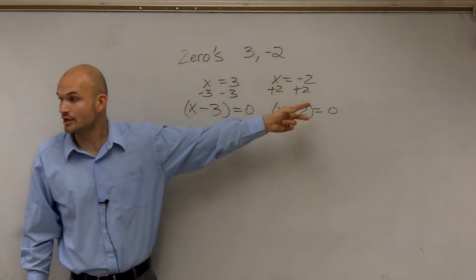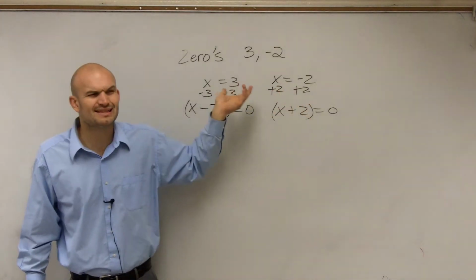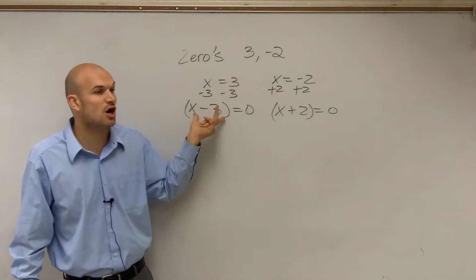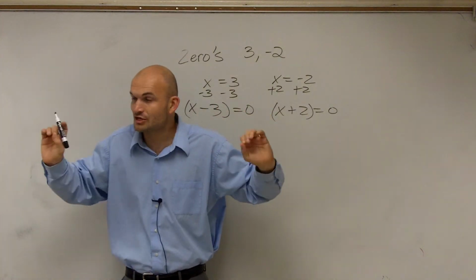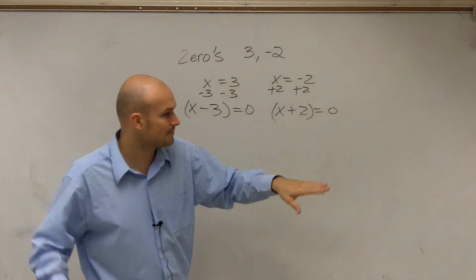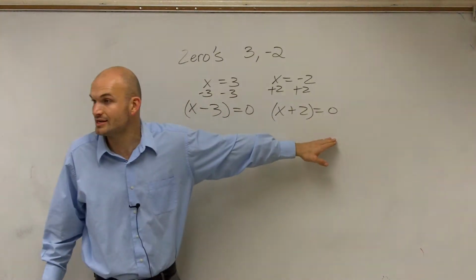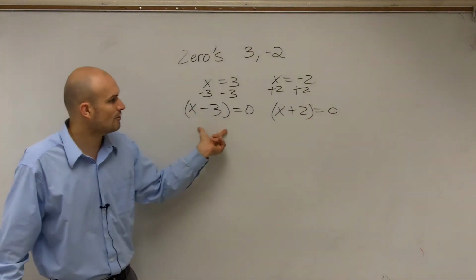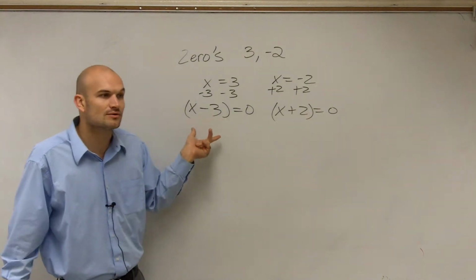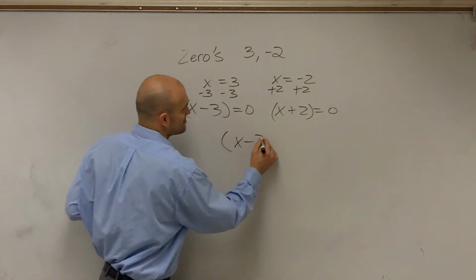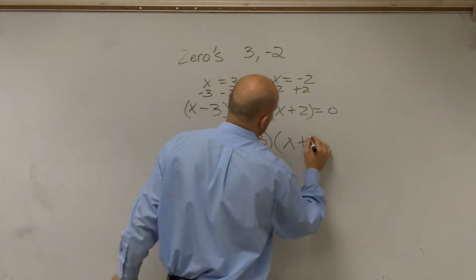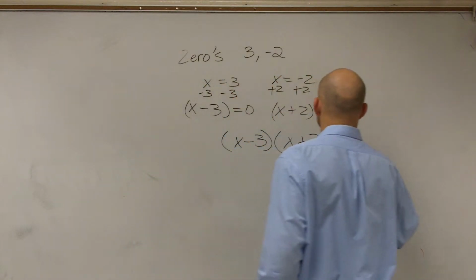So if we have our two zeros, how did we get them to be those zeros? Well, we had to solve for when they equaled 0, right? Because the x-intercept is your x values when y equals 0. So now I set them equal to 0. And remember, we got to this equals 0 and this equals 0 by applying the zero product property. So I can write them as x minus 3 times x plus 2 equal.